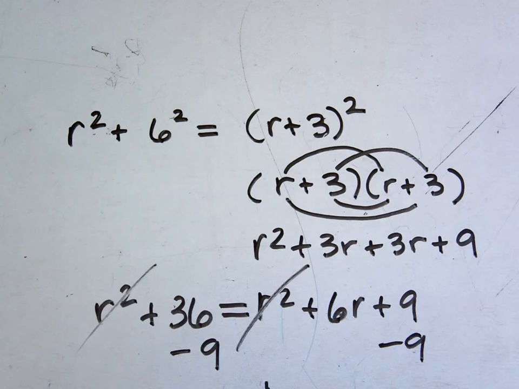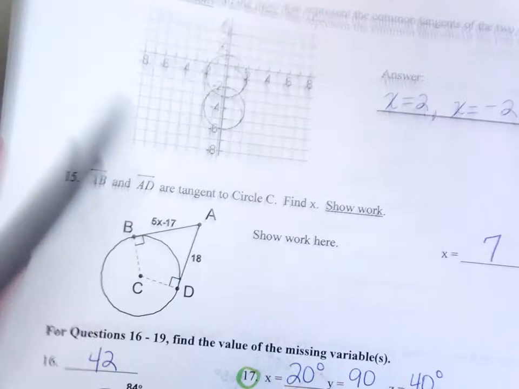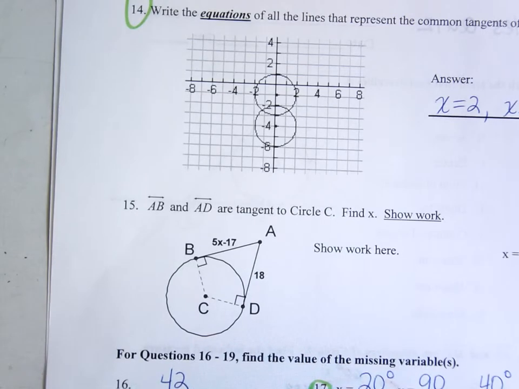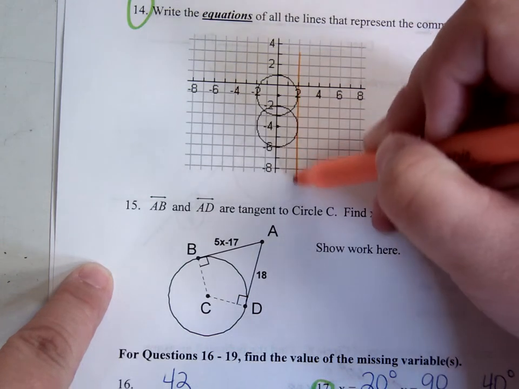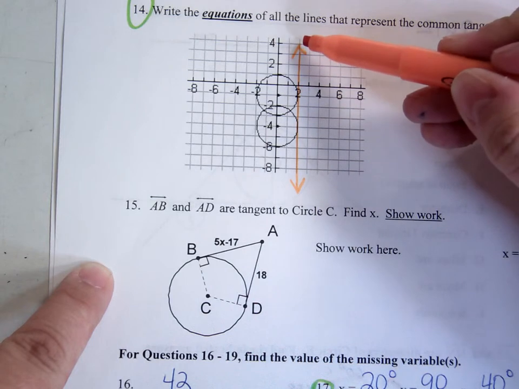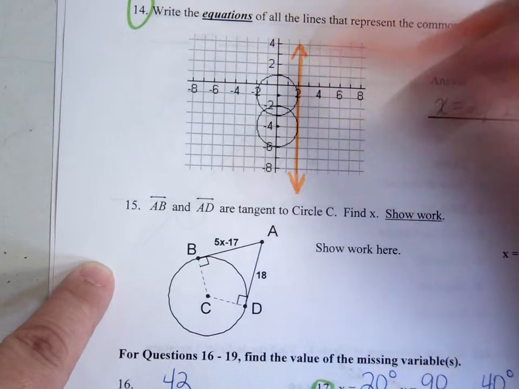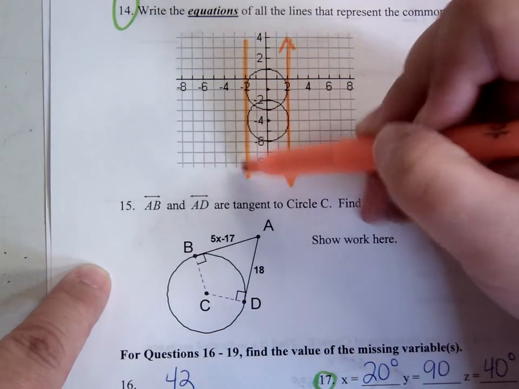All right, next page. Number 14. Common tangents. Common tangents are lines that touch both circles in one point and only one point. A lot of people got these just fine. Several people at least added a few extra ones. Here's one line that passes both. The line x equals 2 is a line that touches both circles in one point. Then we can also say on the other side, the line x equals negative 2 touches both circles in one point.